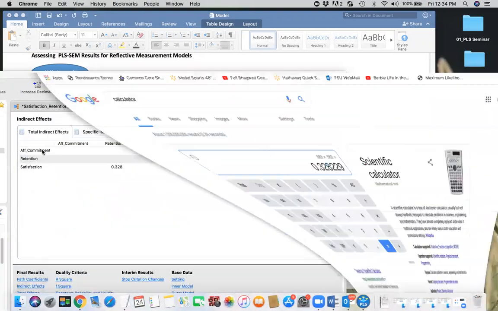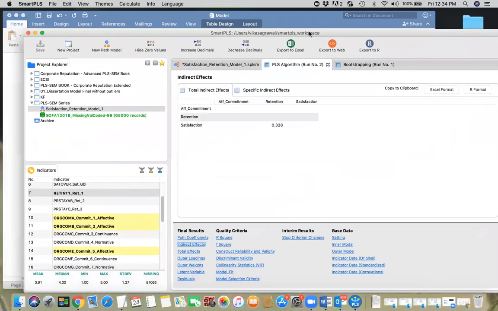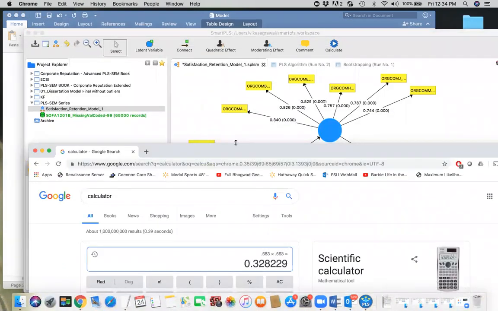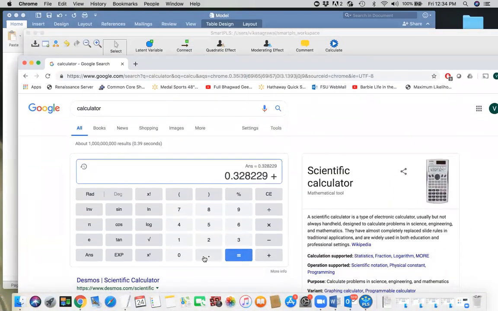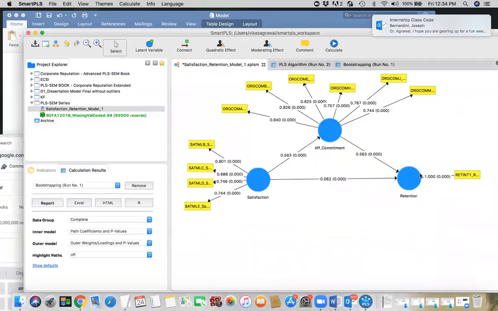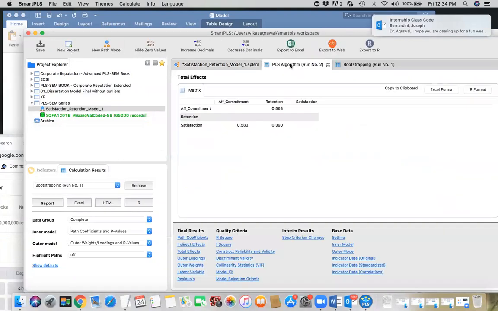Okay, that's something you have to keep in mind. That's how the indirect effects are calculated. And as I said, the total effect of satisfaction on retention is going to be 0.39. And how did we calculate that one? Whatever indirect effect we found out, we have to add 0.062 there. So if you add 0.062 here, you're going to get 0.390 here.